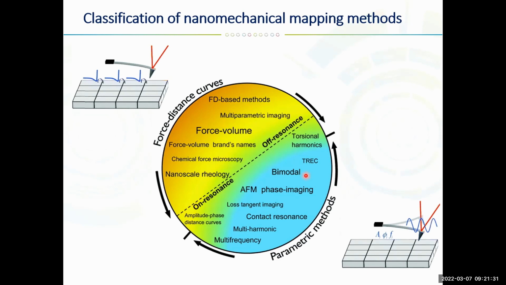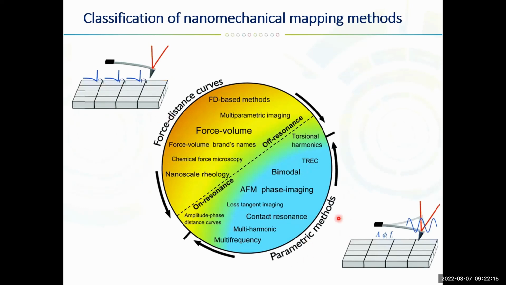So all the methods can be classified according to different features, such as the quantitative character, the type of observable, or a ratio between the resonant frequency and the modulation frequency. The most distinctive classification comes from how values of mechanical properties are obtained. So first, distance curve methods record a force distance curve on each point of the surface. You can see this on the left-hand side.